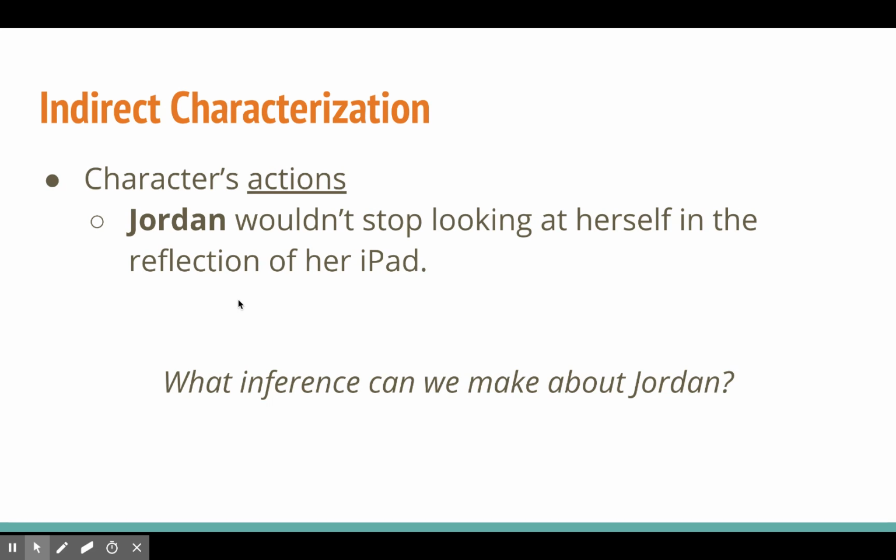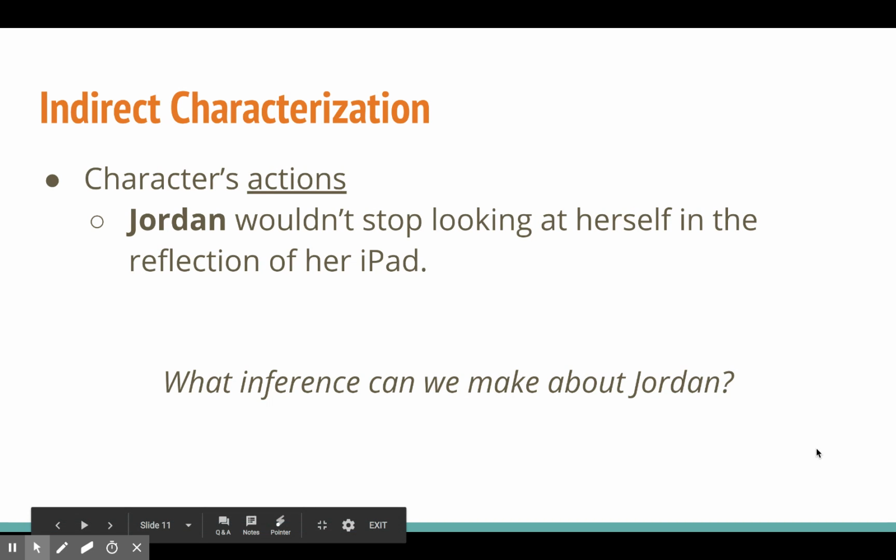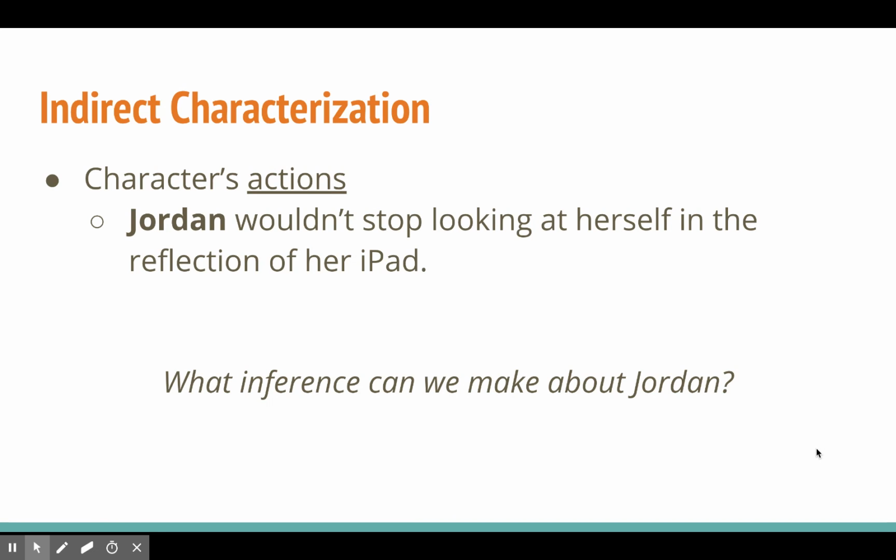So in this case, Jordan is the character that we're concerned about, and the author tells us that Jordan wouldn't stop looking at herself in the reflection of her iPad. So knowing that, what type of inference can we make about Jordan? If it was me, I might think, oh, Jordan's very self-absorbed, she's maybe a little bit narcissistic, she can't stop looking at herself, she's really into how she looks.